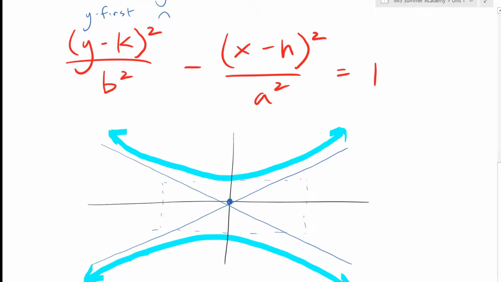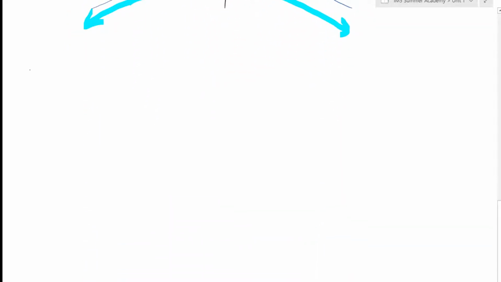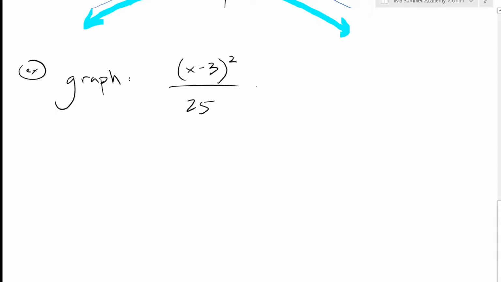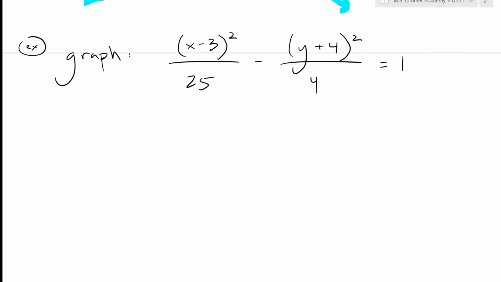So let's remember that as we start with our first example here. So example number 1, again, graph (x minus 3) squared over 25 minus (y plus 4) squared over 4 equals 1. Okay, so maybe the first thing to do is just identify which way my shape's going to go in the end. We look, and what comes first is the x.